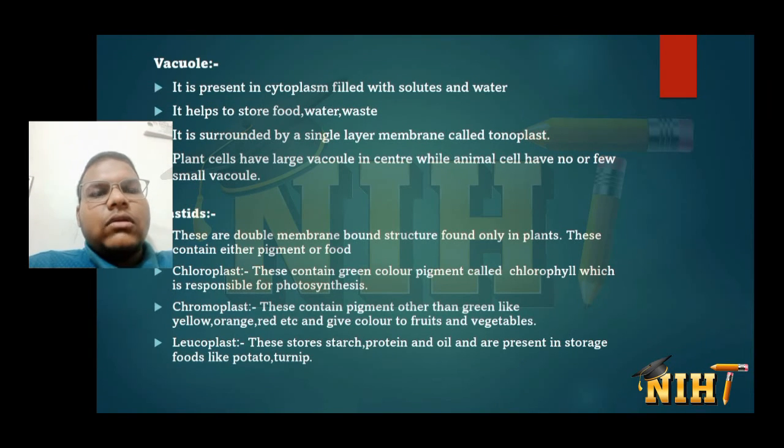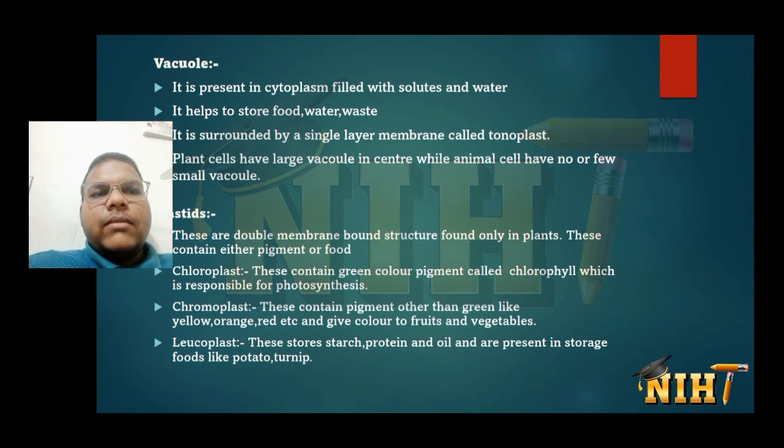Next we have vacuole. It is present in cytoplasm and it is filled with solutes and water. It helps to store food, water and waste, and it is surrounded by a single layer membrane which is called tonoplast. The plant cells have large vacuoles in the center while animal cells have no or a few small vacuoles. Now next we have plastids.